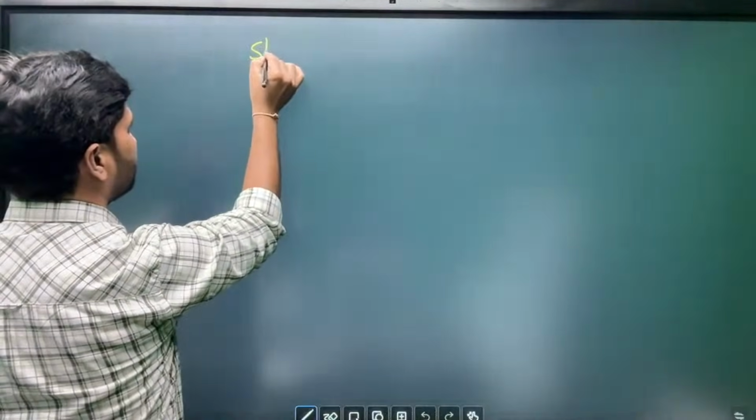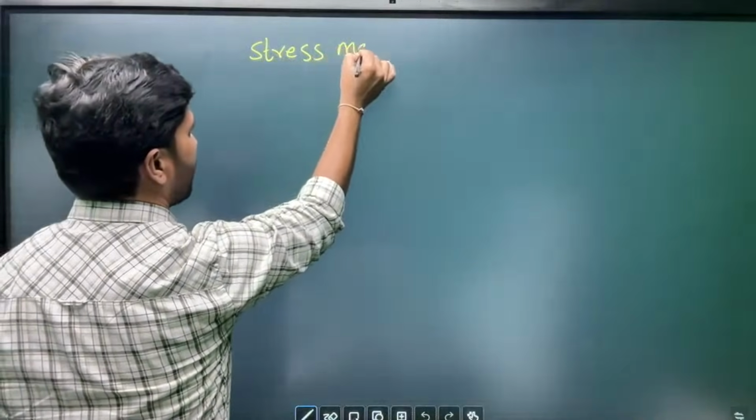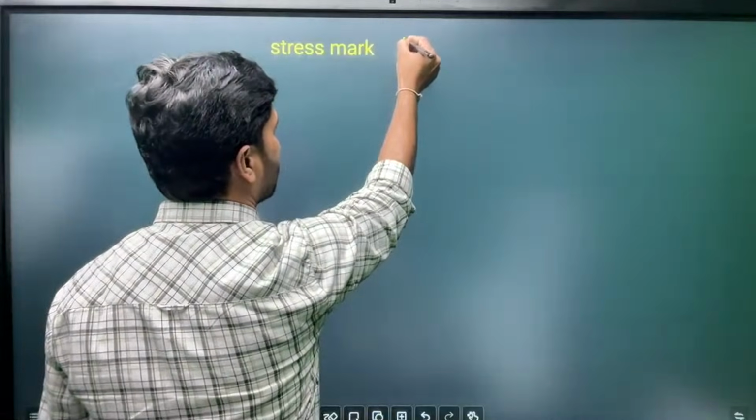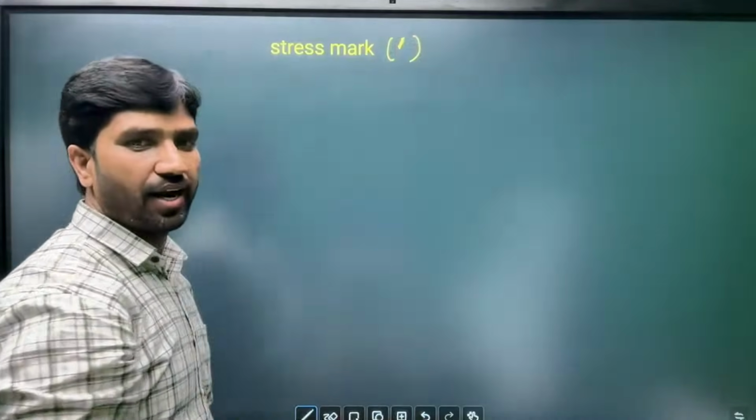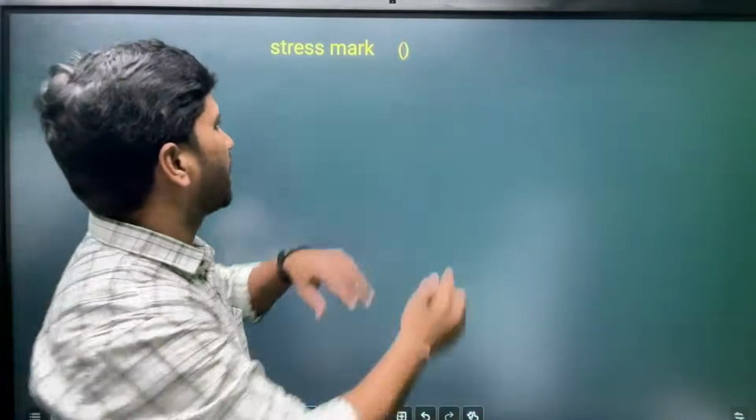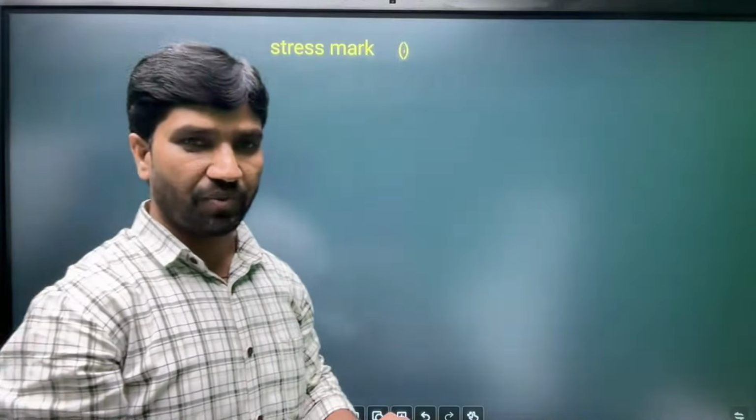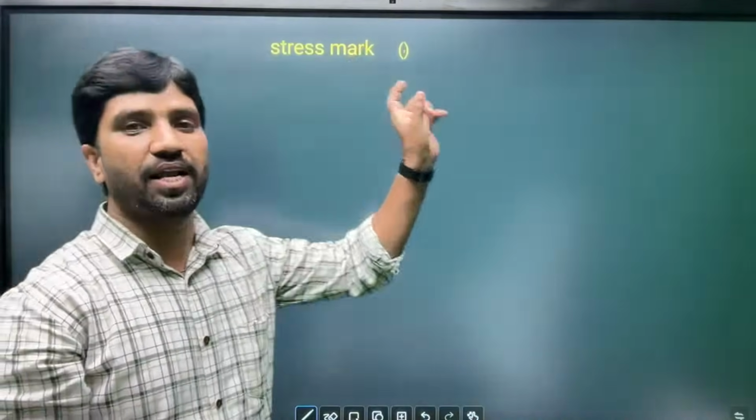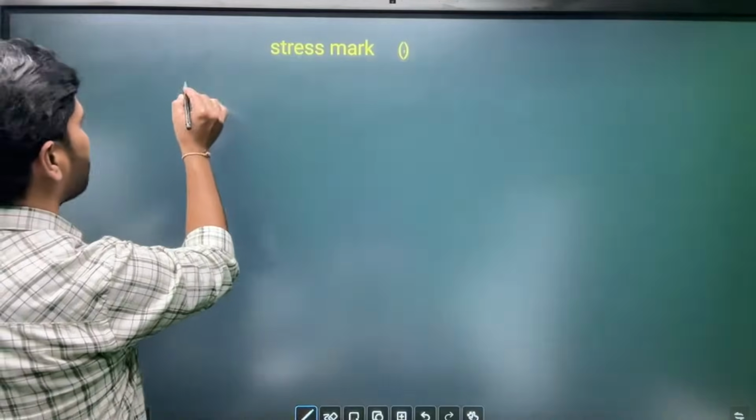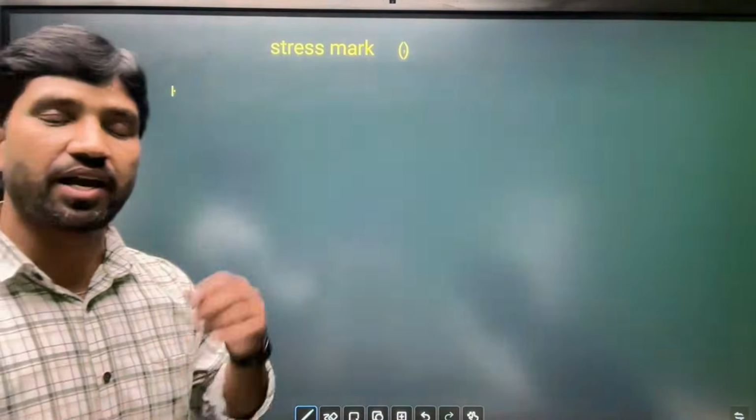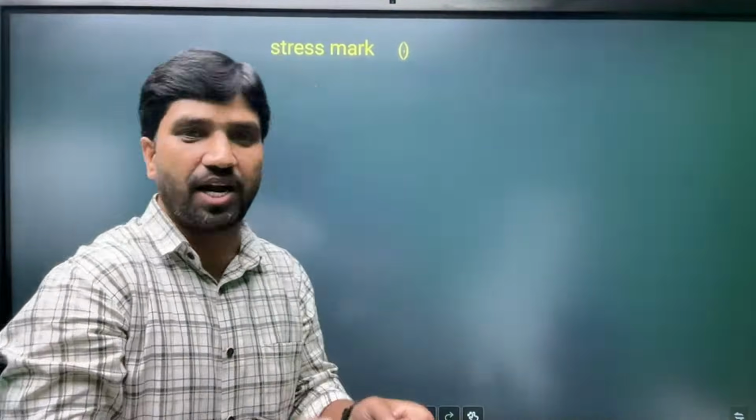Next, let us go with the stress mark. Listen carefully. Stress marks are very, very important. Stress marks are nothing but a mark we make on the word where the word gets stress. For stress marks, the first point is how to make stress marks, how to identify the word, and where the word gets the stress.